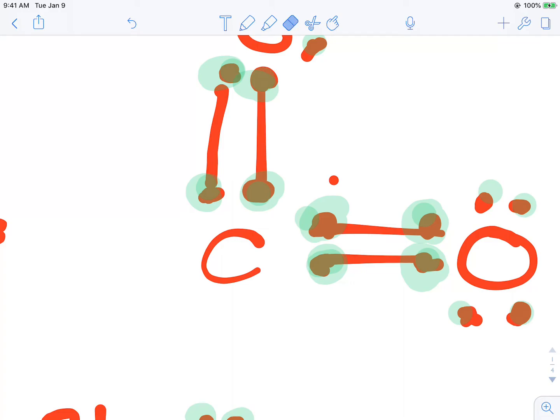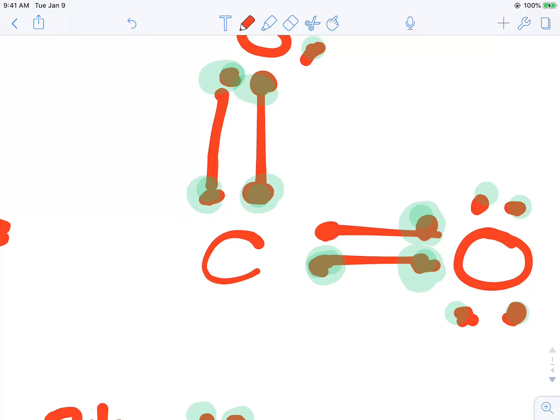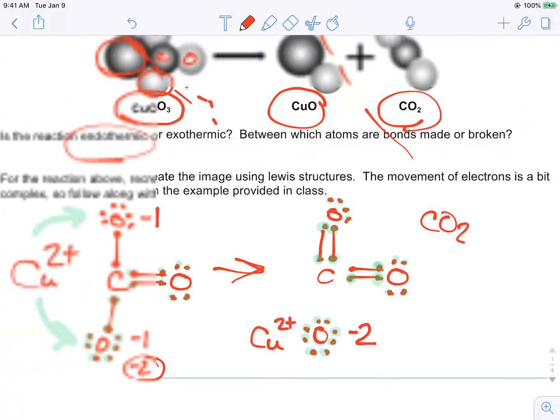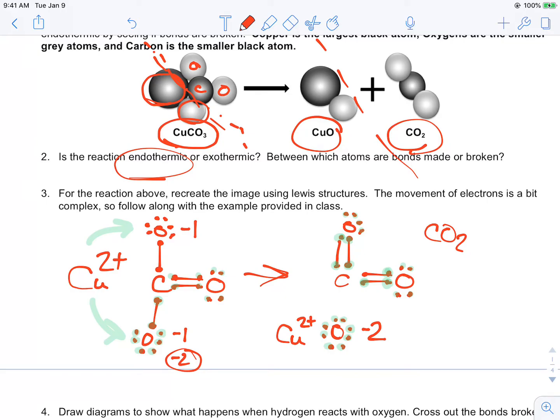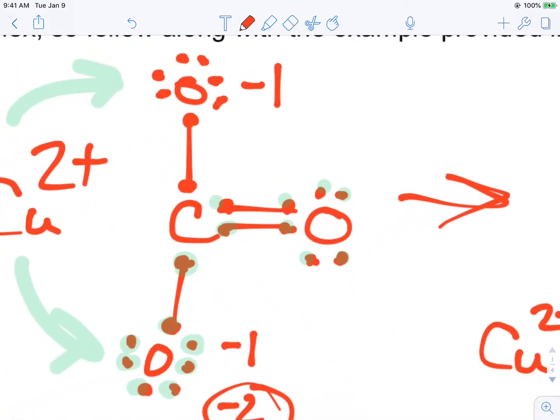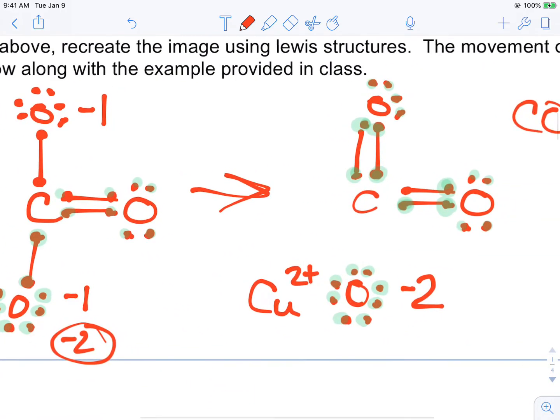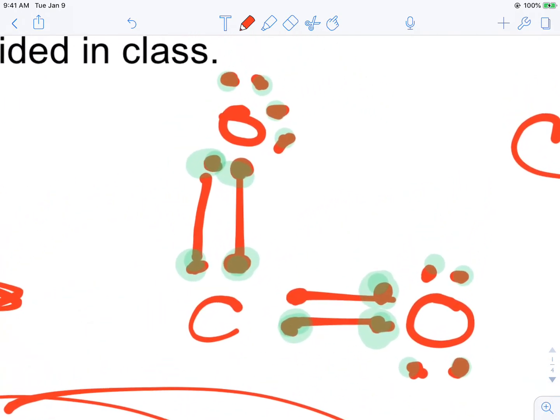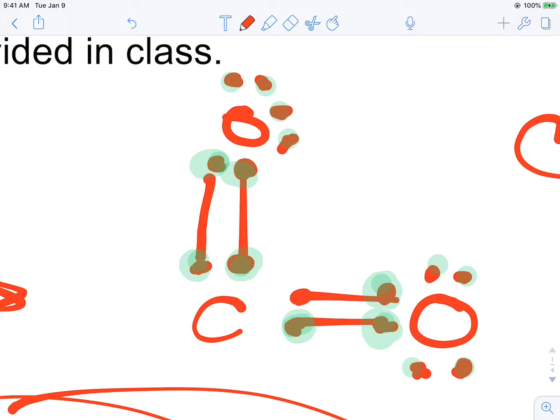And so if we look at this, we're seeing that we have fixed our problem and that we've now made a stable product of carbon dioxide. And so that's how that actually happened. We broke the bottom oxygen from the carbonate here, and then we bonded it with the copper, and then the oxygen was able to donate a pair of its electrons up top to the carbon, and then we were able to make a double bond.